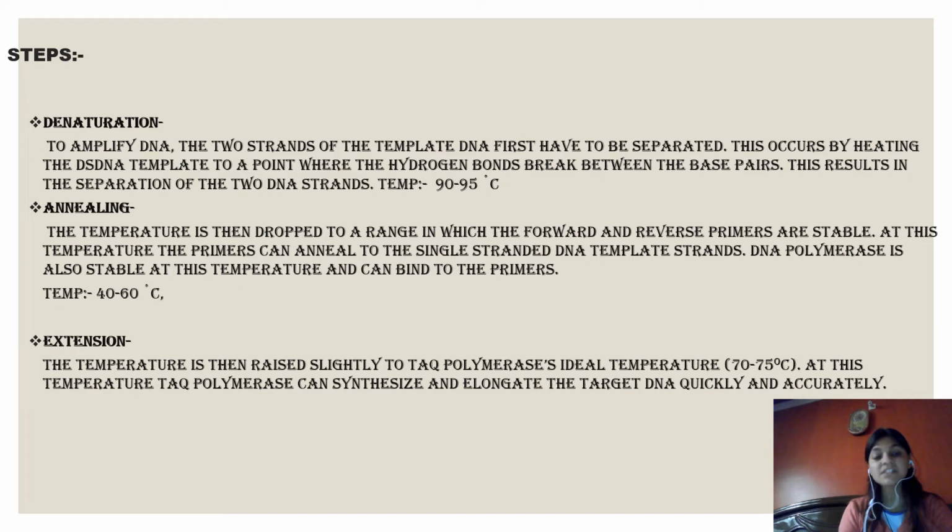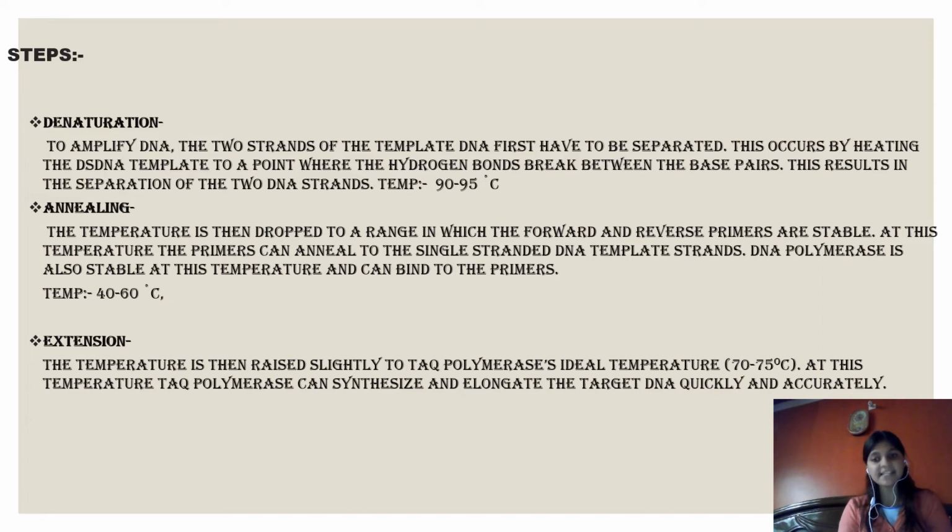This occurs if we heat the DNA template to a point that results in the breakdown of the hydrogen bonds. When the hydrogen bonds between these strands get broken, obviously it will convert to single-stranded. So we have to heat up to that temperature, and that temperature, I told you, is 90 to 95 degrees Celsius. As soon as the double-stranded DNA gets converted into single-stranded DNA, the first process, that is denaturation, gets over.